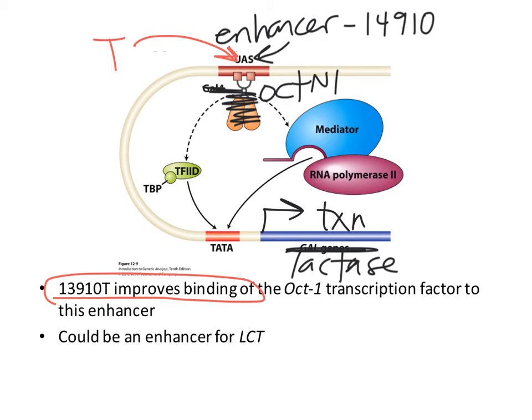If you happen to be the person or from a lineage of ancestors that has the C instead, none of this happens. OCTN1 doesn't bind to that sequence if there's a C there, therefore it doesn't bring RNA polymerase in, therefore you don't transcribe lactase. Therefore you can't digest lactose and you have the wind, and other issues. So that's the summary of how genetics impacts gene expression in a large number of humans.